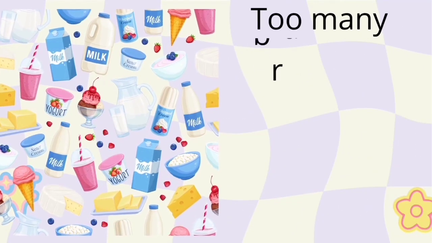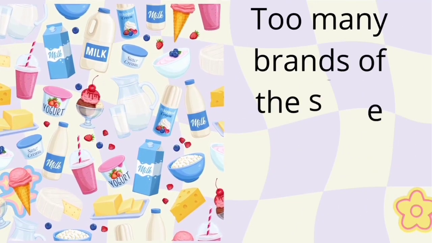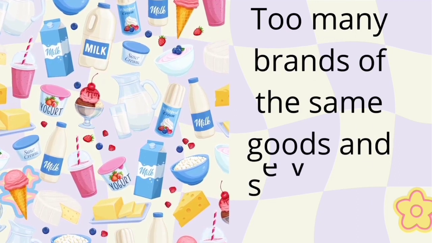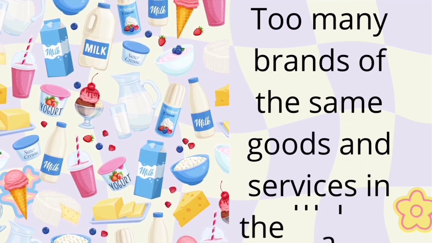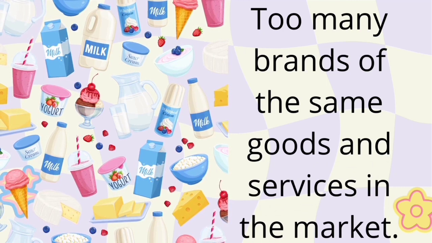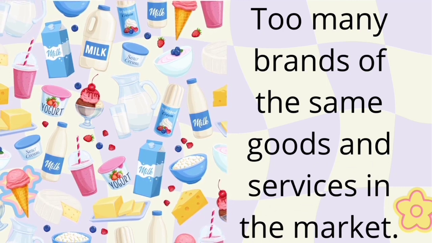Next is too many brands of the same products in the market. For example, let's use drinks for example. You have Coca-Cola, you have 7-Up, you have Malta Guinness, you have different types of drink. So when the consumer goes into the market, he finds it difficult to make a particular choice of what he wants to buy.